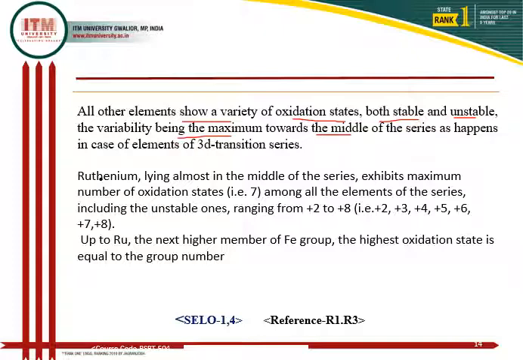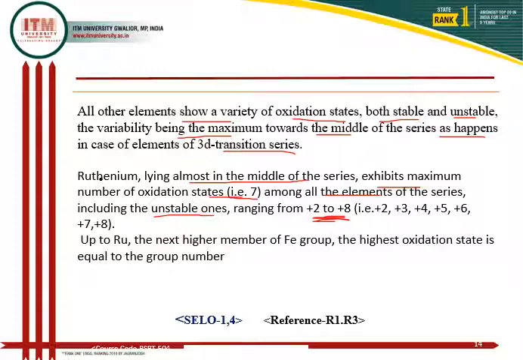We have seen, as happens in the case of 3d also, the same oxidation state behavior is seen in the 3d series. It increases up to the middle element, that is manganese, and then decreases to zinc. Ruthenium, lying almost in the middle of the series, exhibits the maximum number of oxidation states among all the elements of the series, including the unstable ones. It ranges from plus 2 to plus 8.